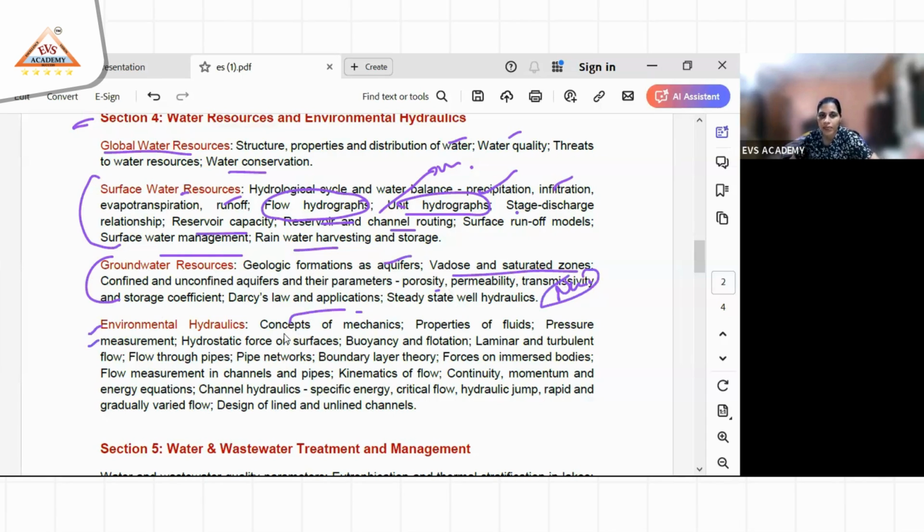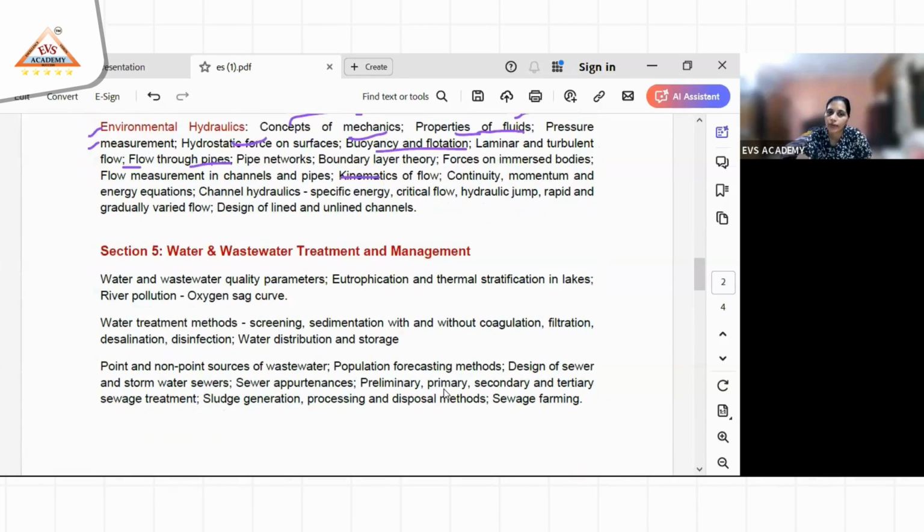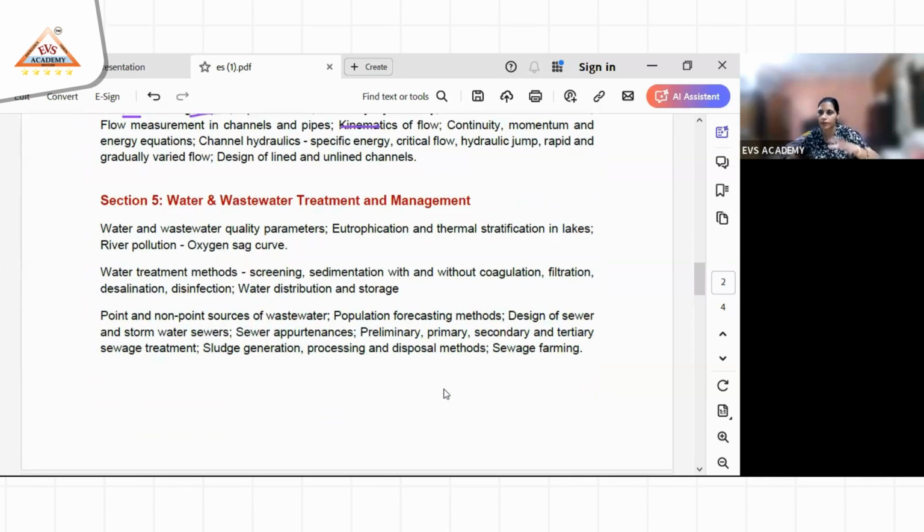Next is the environmental hydraulics, in which we see the mechanical portion. Properties of fluid, pressure measurement, hydrostatic force, buoyancy and flotation, laminar and turbulent flow, flow through pipe, and all these things. Okay, hydraulic jump, rapid, everything comes under this hydraulic portion. Next is the water and wastewater treatment. Okay, so first of all, water treatment.